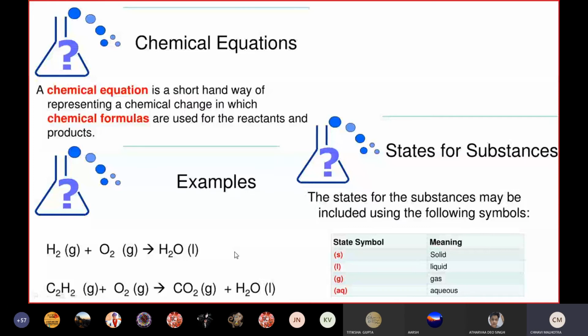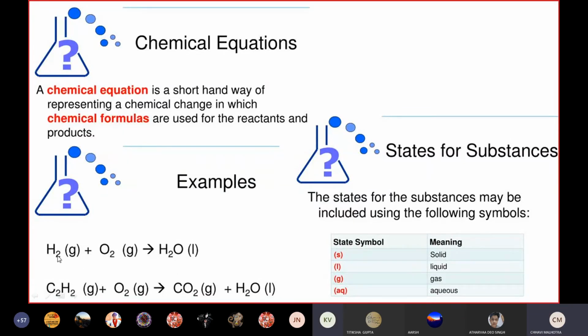In the chemical equation, sometimes students, you will see that in bracket something is written. This something in the bracket is actually representing the state of the substance. For example, if it is solid state, we represent it by s, a small s, not capital S, in the bracket. If it is liquid state, we represent it by small l in the bracket. If it is gaseous state, we represent it by small g in the bracket. If it is aqueous, that means it is dissolved in water, then we represent it as aq, small a, small q in the bracket.